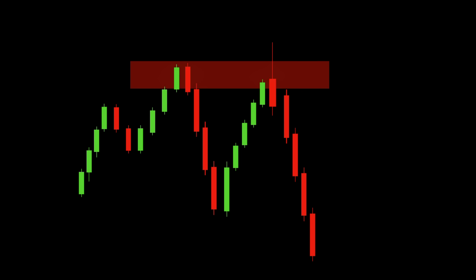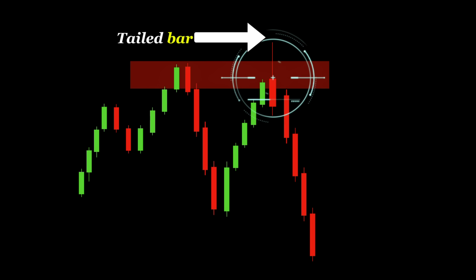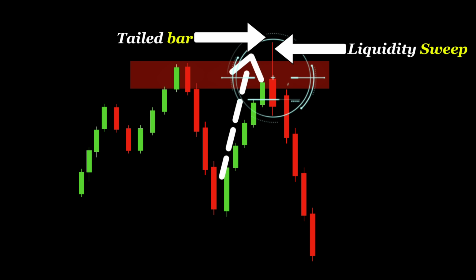Now let's look at a tailed bar at a supply zone. In this case, smart money pushes the price above the supply zone, triggering stop losses and filling buy orders. After the liquidity sweep, the long tail shows that sellers quickly stepped in and rejected the higher prices. The body of the tailed bar closes below or inside the supply zone, signaling that smart money has rejected the higher price level and the market is likely to move downward. This is a clear sign to enter a sell trade after the liquidity sweep, as the long tail confirms that the price was rejected and the market is set to reverse.